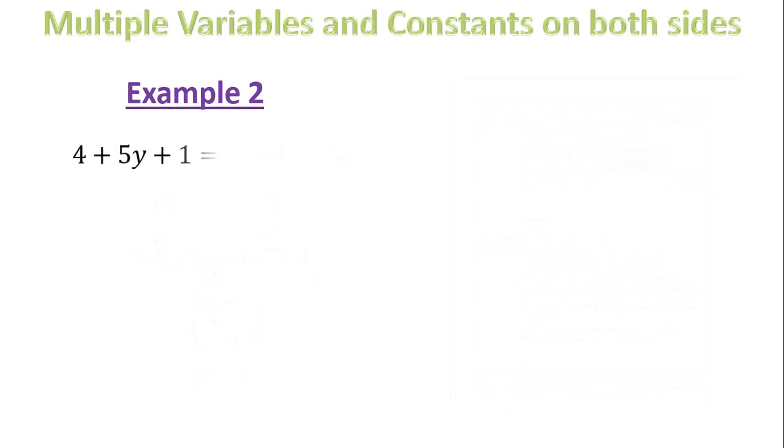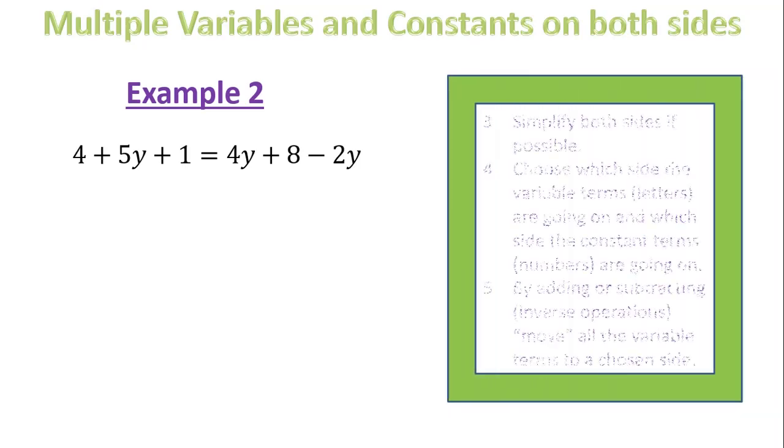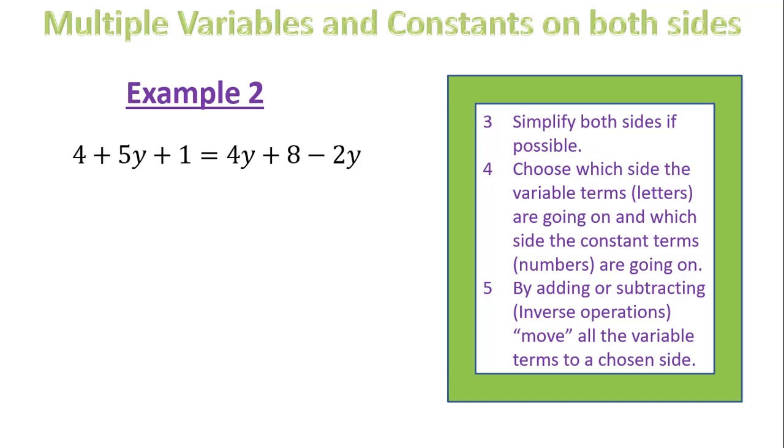Example 2. 4 plus 5y plus 1 equals 4y plus 8 minus 2y. Let's bring in our steps. Step 3, simplify both sides if possible.